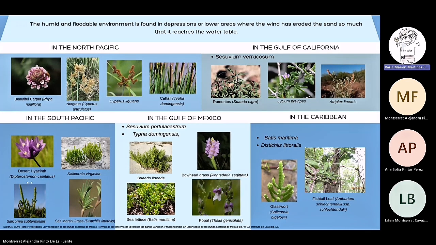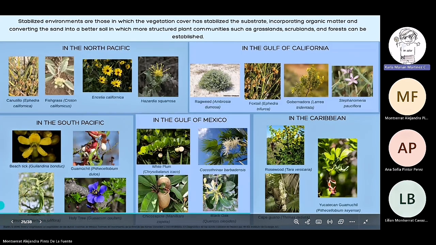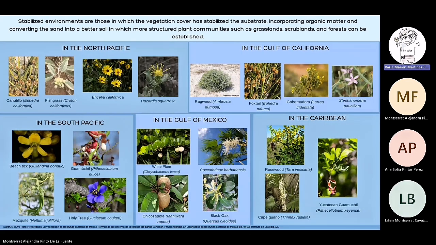Now, the stabilized environments are those where the vegetation has covered and stabilized the dunes. In the North Pacific, we have the canopillo, the fish grass, and Celia californica. In the Gulf of California, we have ragweed and foxtail. In the Caribbean, we have rosewood, yucatecan, and guamuchil. In the Gulf of Mexico, we have white plum and black oak. In the South Pacific, we have beech stick and holy tree.